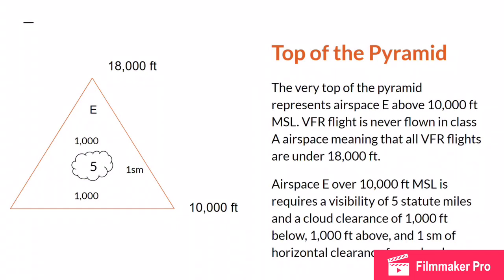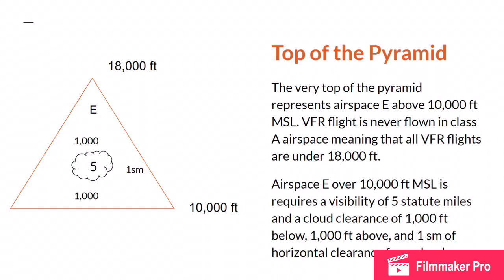So the top of our pyramid or triangle reaches all the way up to 18,000 feet MSL and begins at 10,000 feet MSL. This airspace is solely for Class Echo. Again, it is important to note that Class Echo extends but never exceeds 18,000 feet. Airspace Echo above 10,000 feet requires a visibility of 5 statute miles and for the pilot to remain at a distance of 1,000 feet above, 1,000 feet below, and 1 statute mile horizontal from any cloud. So that's Class Echo, above 10,000 feet, extending but never reaching 18,000 feet, and 1,000 above, 1,000 below, and 1 statute mile horizontal.